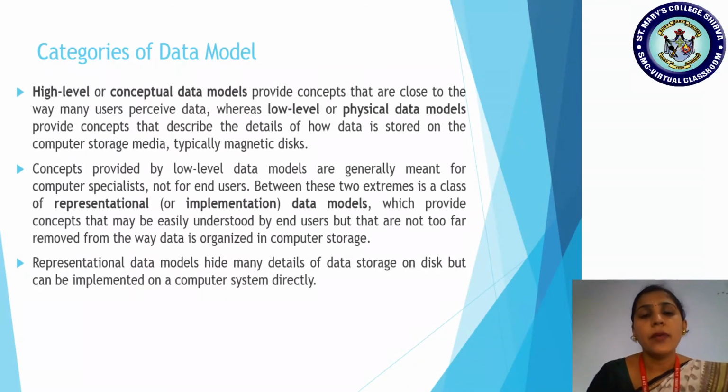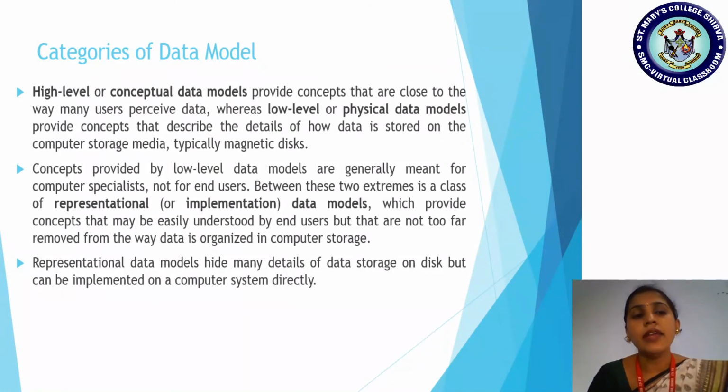Okay, so with this particular slide we come across how many models? Three models. One is high level model, representational model, and low level model. So high level is also referred to as conceptual data model, and the second level is which one? Representational or implementation data model, and the third one is low level or physical data model. So physical data model normally represents how the data are stored in the DBMS environment, normally on the disk and all.